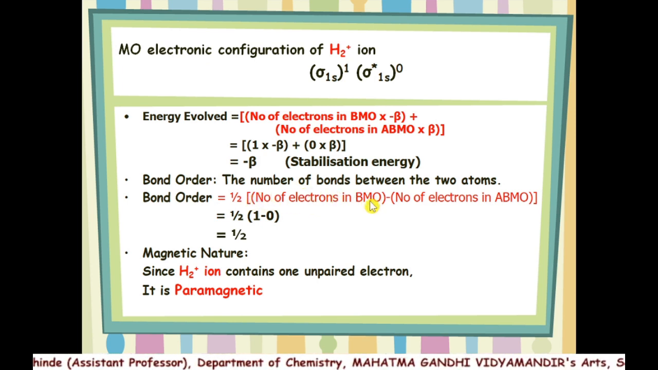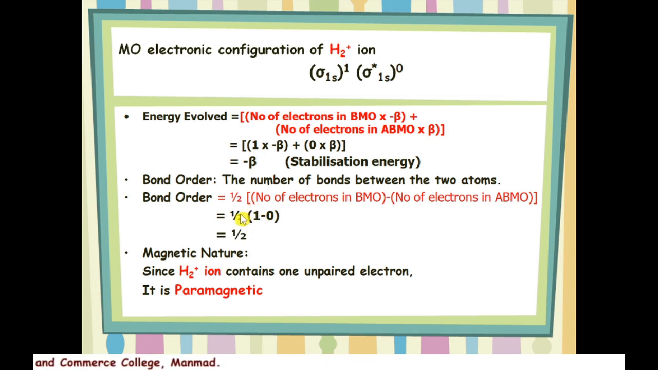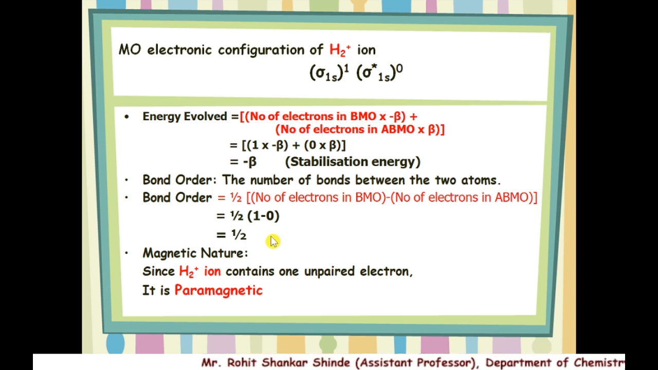The number of electrons in BMO is equal to 1 and the number of electrons in ABMO is equal to 0. So 1/2 multiplied by 1 minus 0. So it becomes half into 1, which is equal to half. So bond order is equal to half. It indicates the H2 plus ion is somewhat stable.